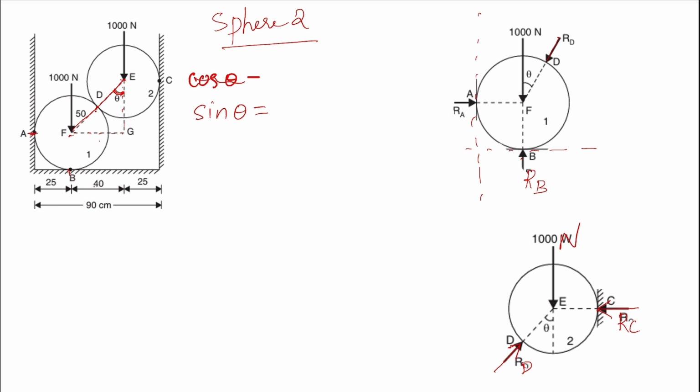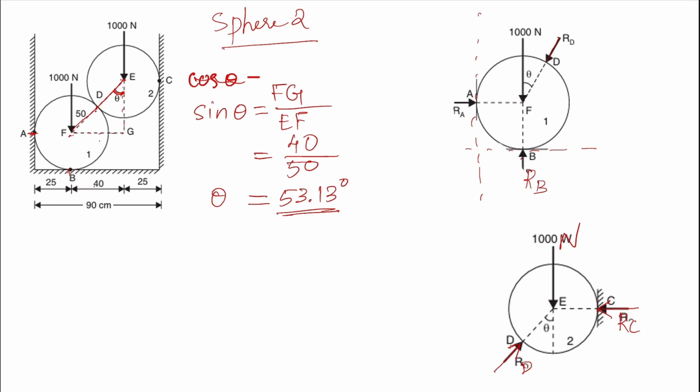Opposite side by hypotenuse, right? Opposite side is here FG and hypotenuse here is EF. So we know the value of FG as 40 and we know the value of EF as 50. So from this we can find the value of theta: sin theta is equal to 40 by 50. So theta is sine inverse of 4 by 5, and we will get this as 53.13 degrees. Okay, so we got the angle theta.